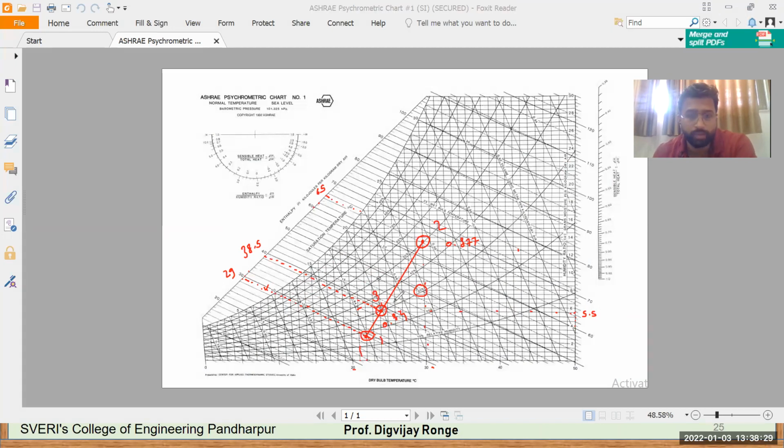So see here, point number 3 is here. This specific volume will be on this inclined line. Now here it is 0.86, it is 84. So this will be 0.85 meter cube per kg.